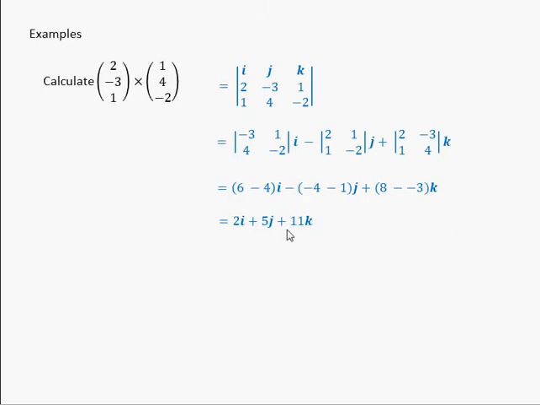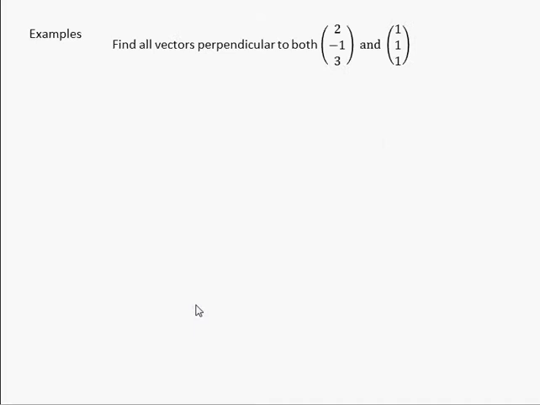2i plus 5j plus 11k. If you want to write it in column form, you can do that too. I didn't do that here. So you could also write it in column vector form: 2, 5, 11.